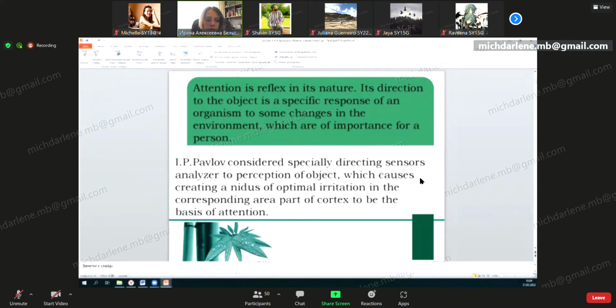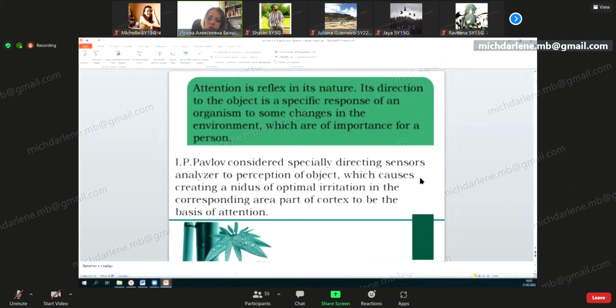There are several fundamental theories of attention. First of all, we should remember our greatest physiologist and psychologist, Pavlov, who considered attention as directing sensory analysis to the perception of objects. And this analysis occurs by creating a nidus of optimal irritation in the corresponding part of the cortex, to be the basis of attention. As a result, temporary nervous connections are easily formed.